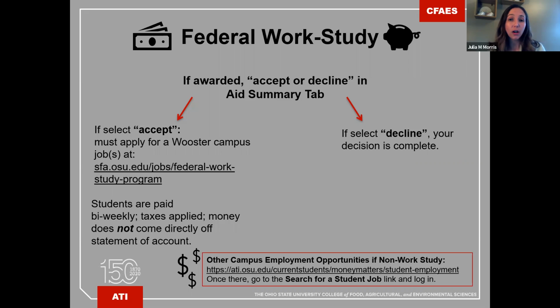If by chance you're not offered Federal Work-Study, or you weren't interested, so you checked no when you were asked that on your FAFSA application, that's perfectly fine. We have other job opportunities for our students. In that red box on the bottom of the screen there, it does tell you where you can go. It's kind of a long web address. However, if you're on the ATI website, ati.osu.edu, you can click search for a student job underneath Money Matters. Anytime this summer is when you can start going to both of those websites and start applying.